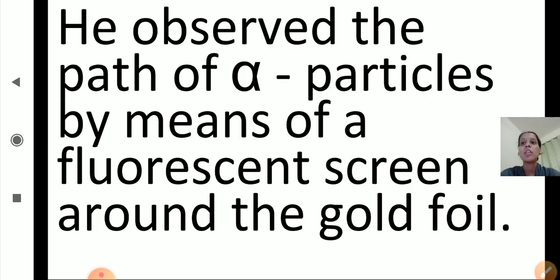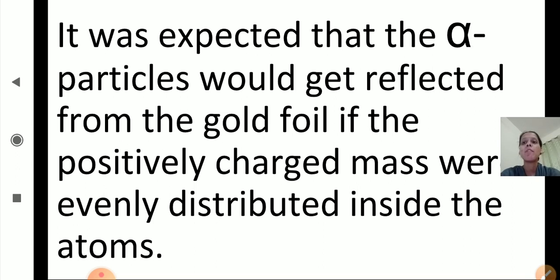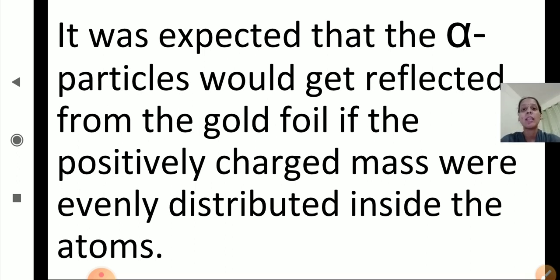What did he observe? He observed the path of alpha particles by means of a fluorescent screen around the gold foil. It was expected that the alpha particles would get reflected from the gold foil if the positively charged mass were evenly distributed inside the atom.